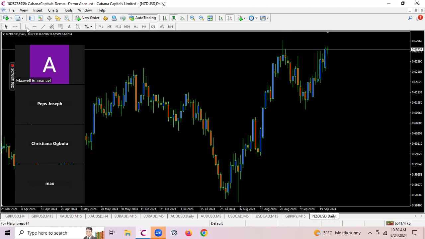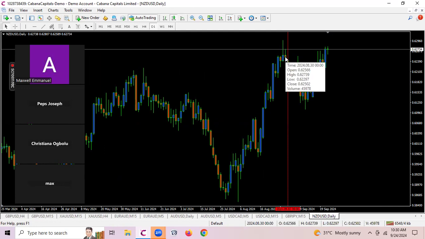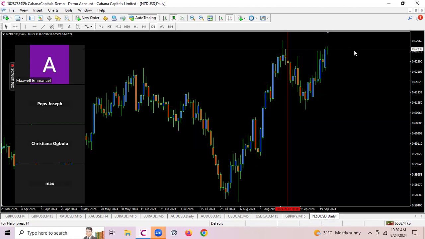Now, after the formation of this shooting star, the next candle closes as a spinning top, a bearish spinning top. So one would have sold New Zealand USD after the formation of this pattern and would have made good profits on this trade, right? So right now, the market is currently trading at this price. This is what I think is playing out in the market right now.